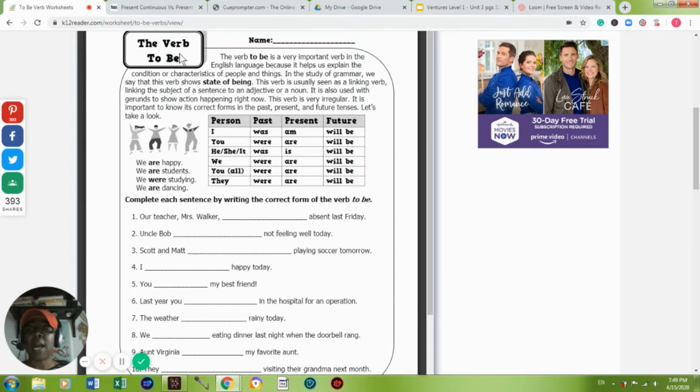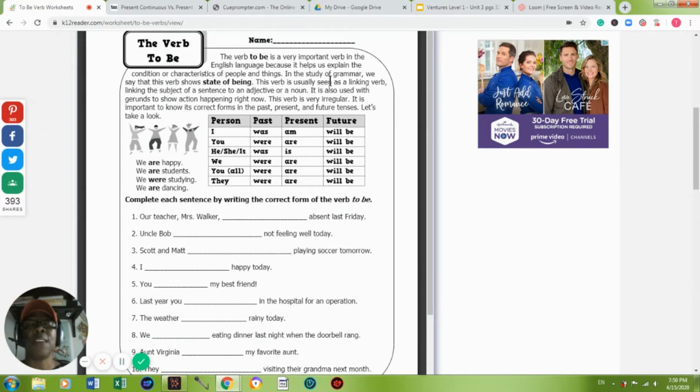So let's talk about the verb to be. Okay, the verb to be, and I'm just going to read this right here. The verb to be is a very important verb in the English language because it helps us explain the condition or characteristics of people and things.